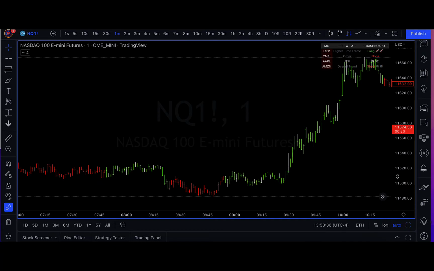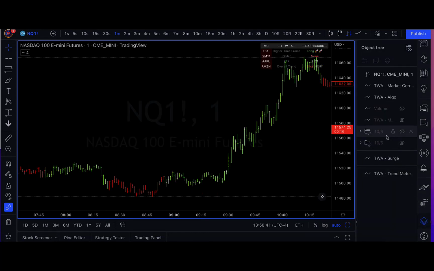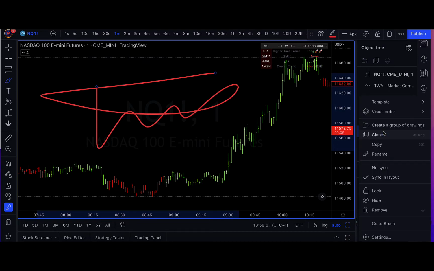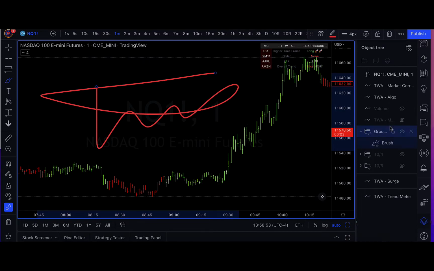One of my students actually taught me this. You come over here to the object tree, and you can make these nice cool folders with your drawings. All right, so let's say we wanted to draw something on here. There's our brush mark. We can right click on that and click on create a group of drawings, and there it is. It's in a folder.